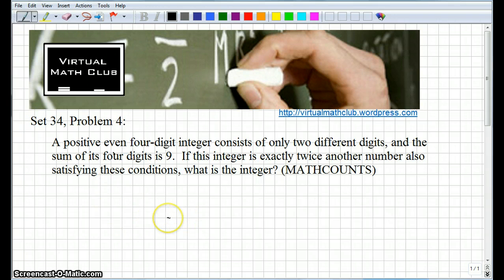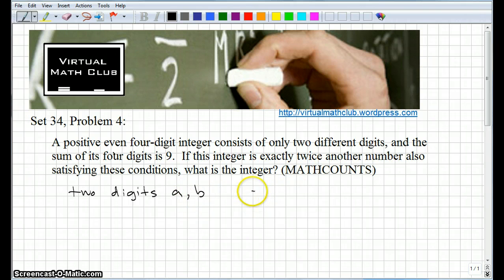Gosh, well, this is one of those problems where it just looks like, where do I even start? It looks hard. But the best thing to do is just dive in and start working with what you know, and something might come of it. So, all right, we know there are two different digits in this 4-digit number, right? So let's just call those two digits A and B, okay?